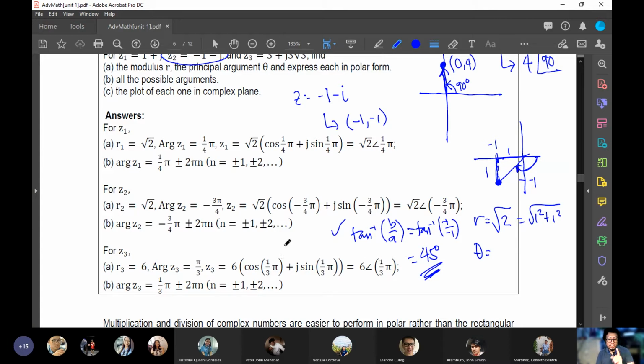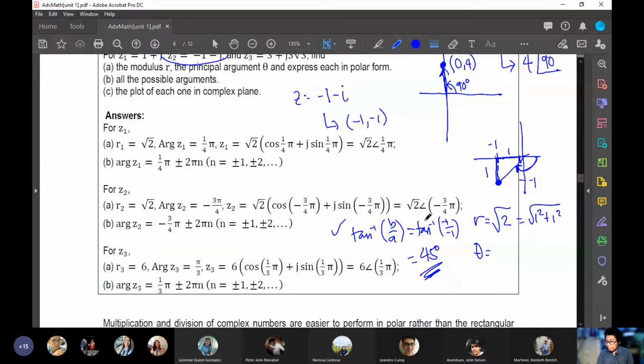Okay. My suggestion is this. First, disregard all the signs. Just first of all, locate where the point is, what quadrant the point is located. So in this case, this is the third quadrant. Okay. Second is disregard the signs of all the numbers. So simply compute for this angle.